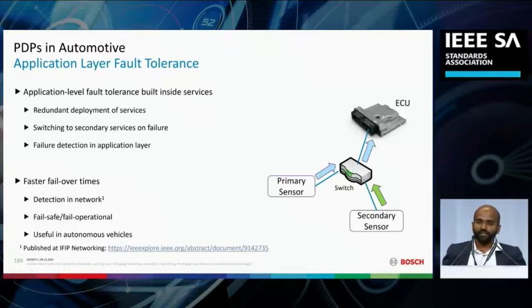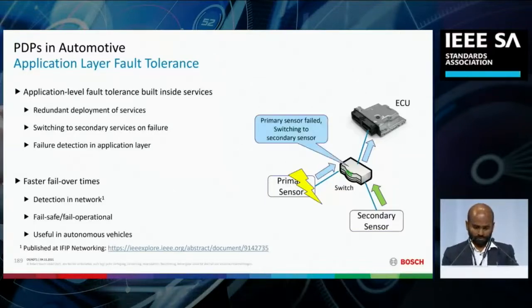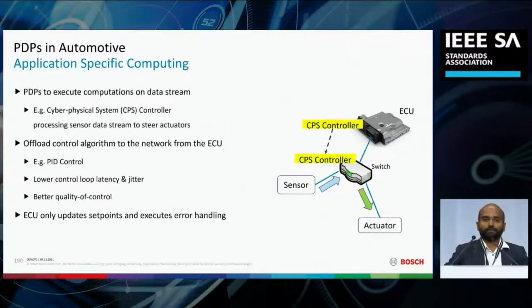And this could be maybe the decisive factor in autonomous vehicles, where the use case is basically faster failover times. We have some evaluations with real hardware for this particular scenario, which we have published at IFIP Networking. In the slide, there's a link for it.